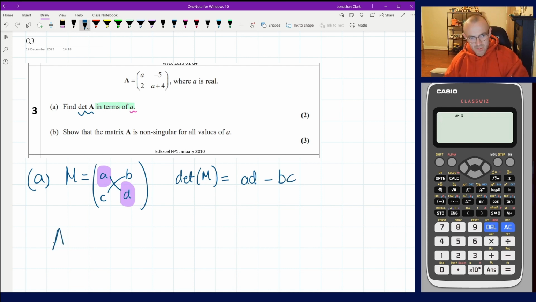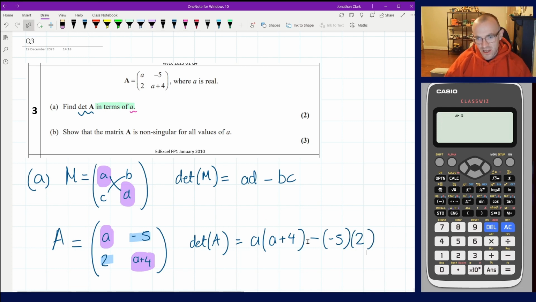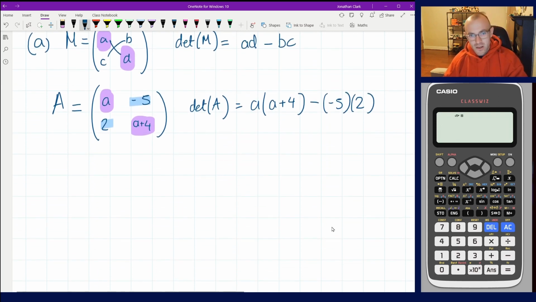So in the case of the matrix A, where we've got a, minus 5, 2, a plus 4, we're going to go ahead and calculate the same multiplication. We're going to multiply these two things, a and a plus 4, and I'm just going to write it in its bracketed form. And then I'm going to multiply these two things, minus 5 and 2. And immediately I'm noticing that I'm going to have a double negative situation from this minus 5.